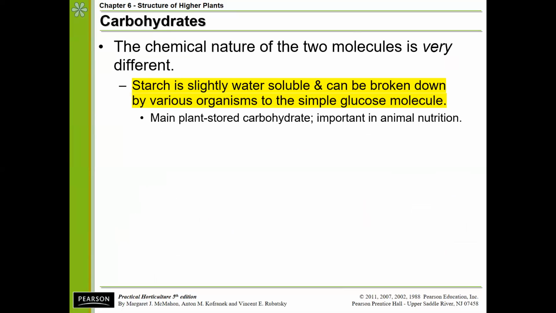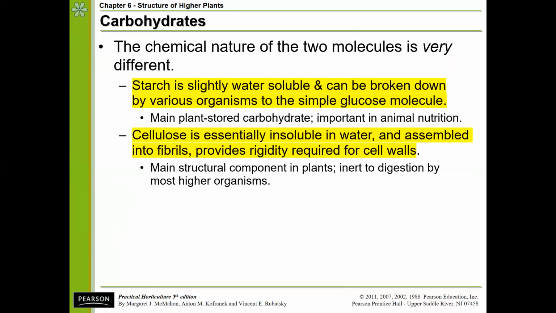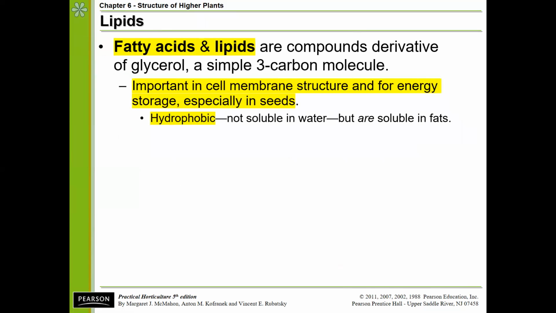Starches are slightly water soluble, can be broken down by various organisms to the simple glucose molecules, so they're very important for nutrition. Cellulose is insoluble in water and provides the rigidity for cell walls. It is not really digestible, mostly indigestible by animals. So not as important in nutrition, but very important for the structure of plants.